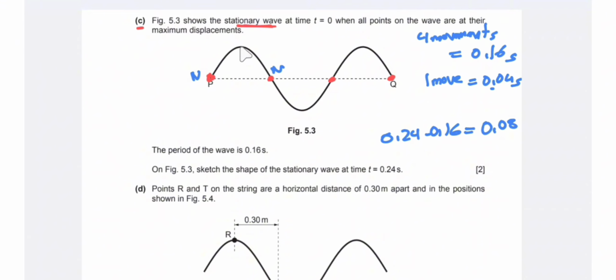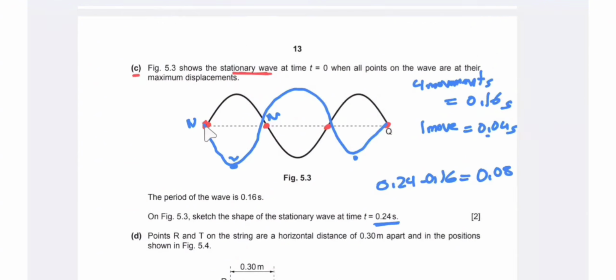Now for the antinode, this point moves from the topmost to this point at 0.04 second, then again 0.04 to this point. So now the antinode is this point. Similarly, this antinode at 0.08 second moves to this point. If we just join the points, then the displacement would be like this. So this is the movement of the wave at 0.24 seconds.